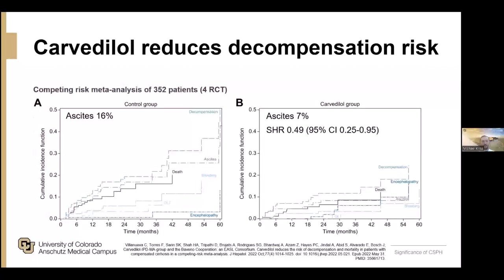And this is really remarkable, understanding that this is pretty robust data. If you look at the right, the carvedilol group had a lower probability of decompensation compared to those who were in the control groups. And ascites was the most common complication that arose. And the difference in the groups was 16% in the control group versus 7% in the carvedilol group for a hazard ratio of 0.49. So this is a pretty pronounced effect, and there were similar benefits relative to encephalopathy, death, and liver transplant.